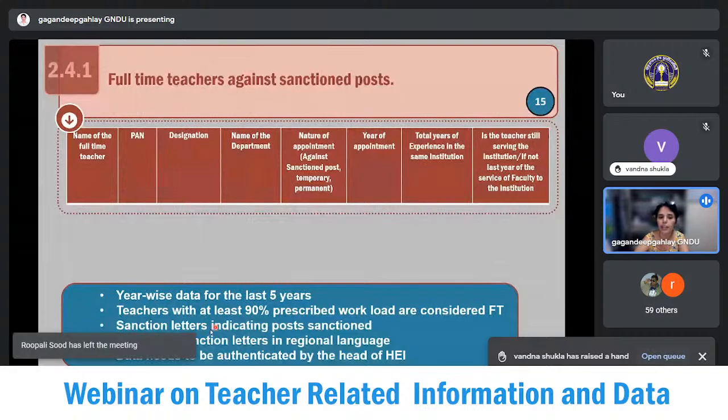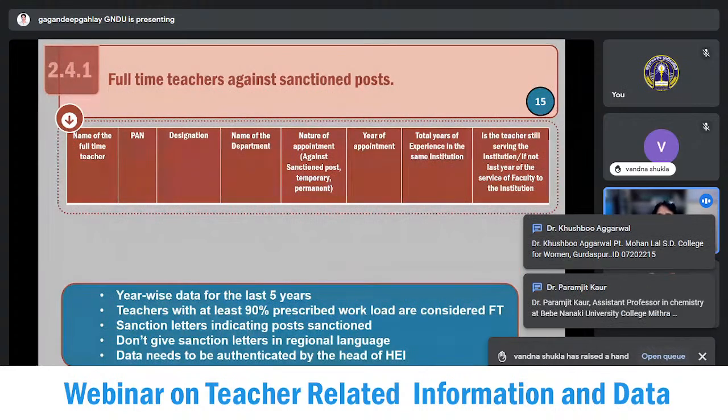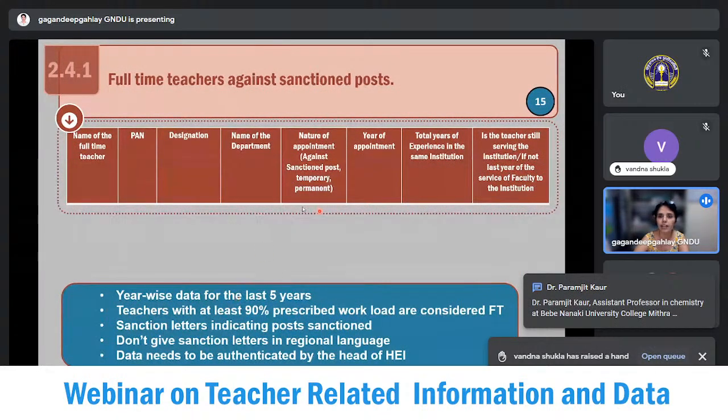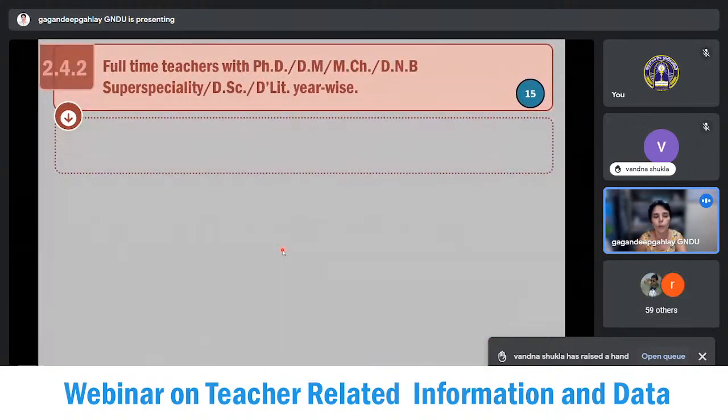And this document needs to be authenticated by the head of your higher education institute. In our case, it is the registrar of Guru Nanak Dev University who authenticates that data. Now, when you are giving those sanction letters or any of the documents, please remember that they should not be in the regional language, because then it is going to be difficult for NAAC to read them. So we cannot use any regional language.